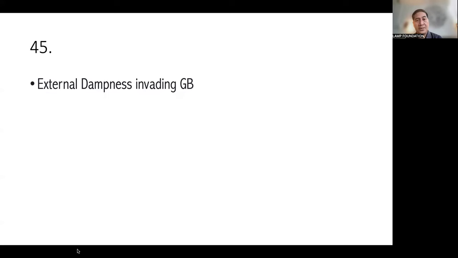What about external dampness invading the gallbladder? There's an acute onset of hypochondriac pain, bitter taste, and a feeling of heaviness. When you look at the tongue, it's sticky and yellow on the sides. This is too obvious, you can really see it on the sides. The pulse is slippery. You can usually see this in patients with dyslipidemia, those with high liver enzymes.